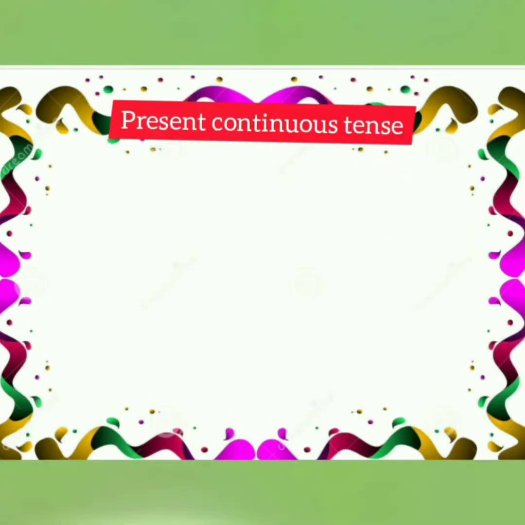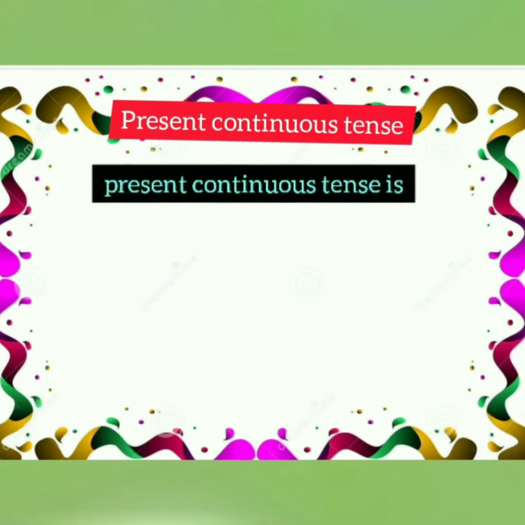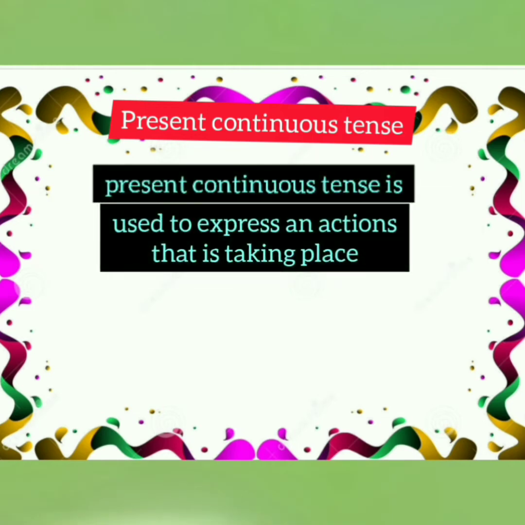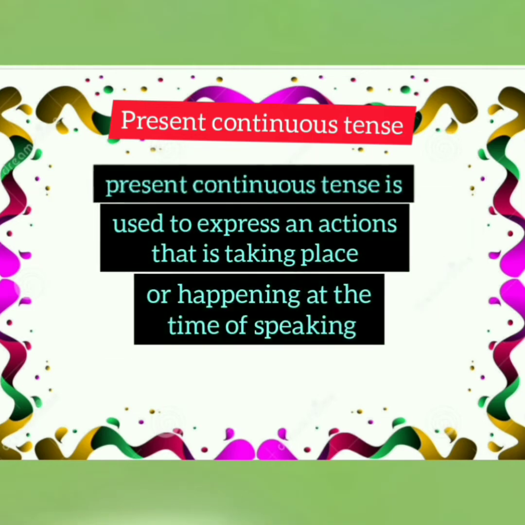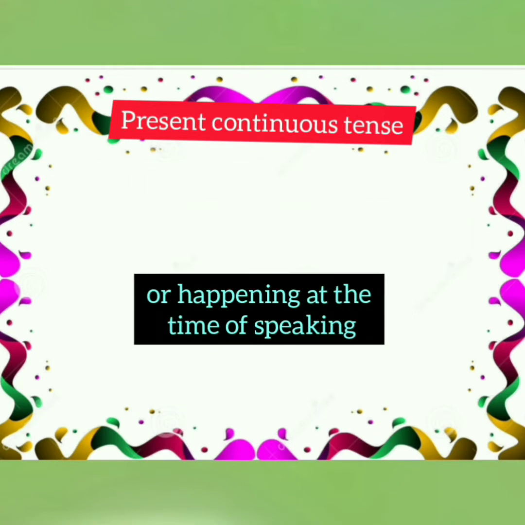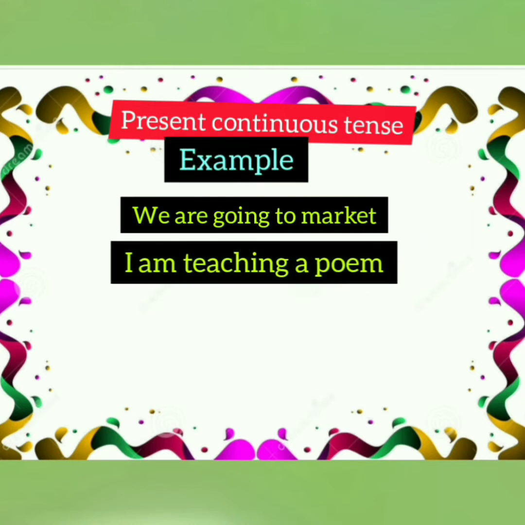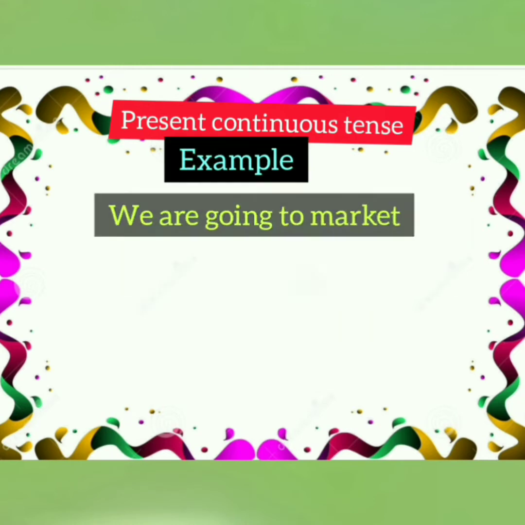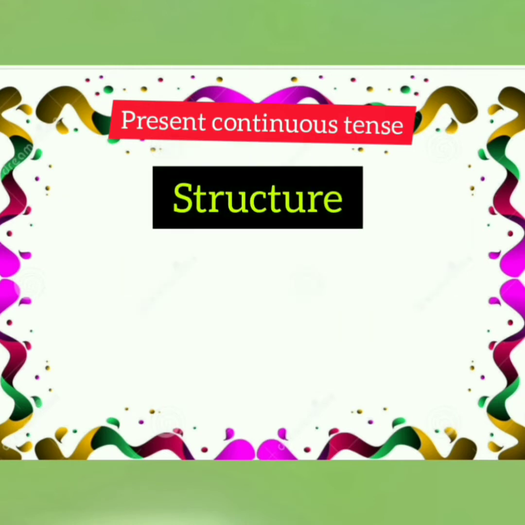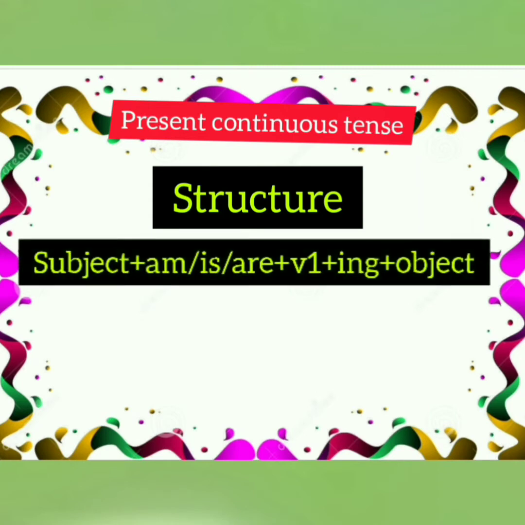Present continuous tense. Present continuous tense is used to express an action that is taking place or happening at the time of speaking. For example, we are going to market. I am teaching a poem. She is dancing. Structure of present continuous tense is subject plus am or is or are plus V1 plus ing plus object.